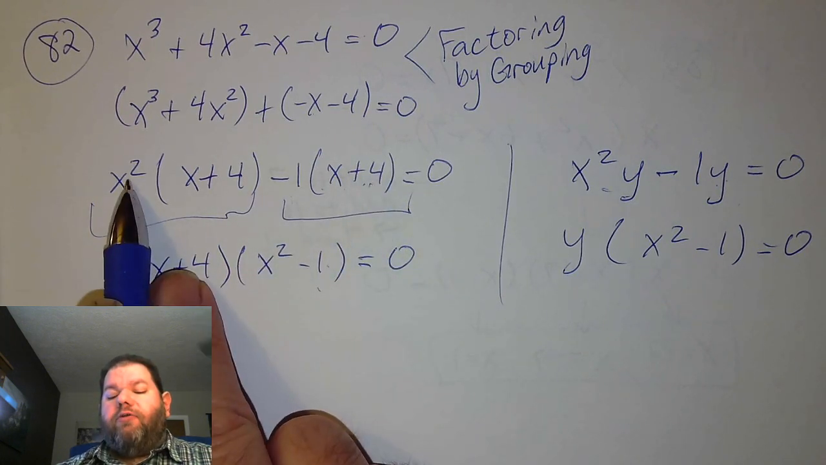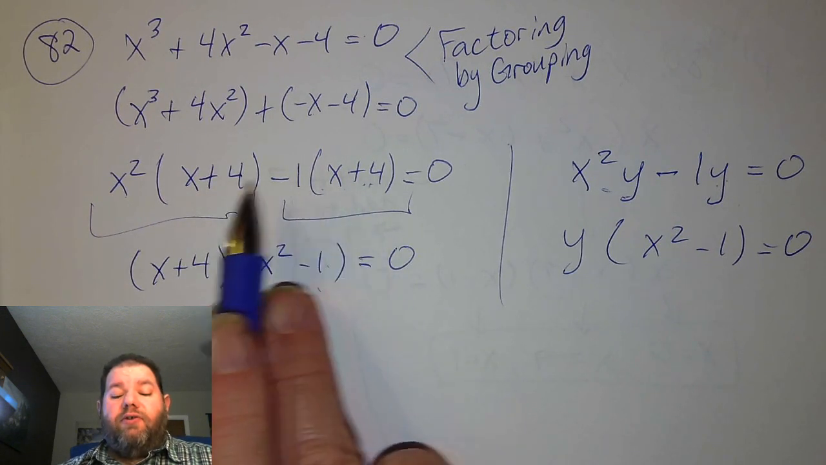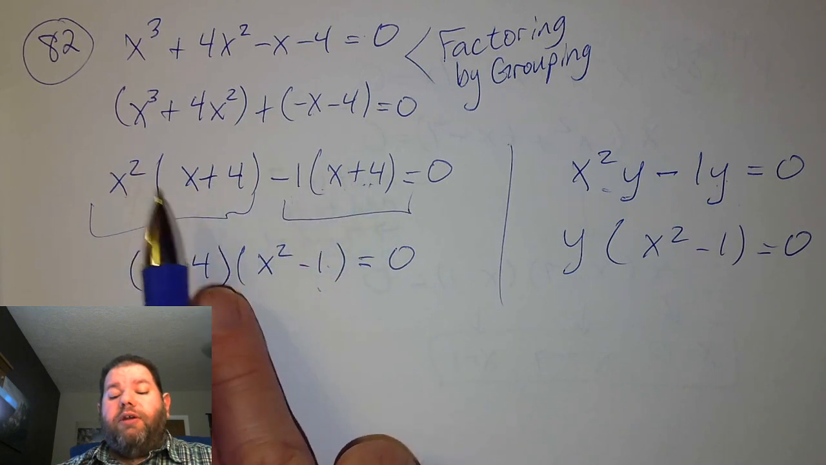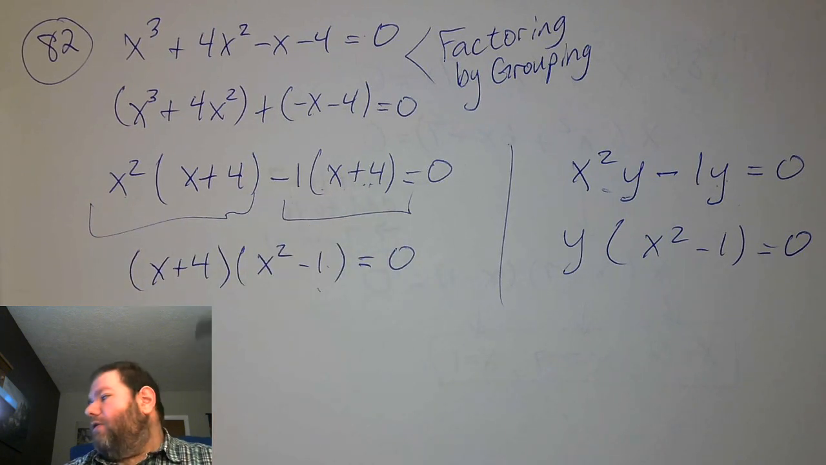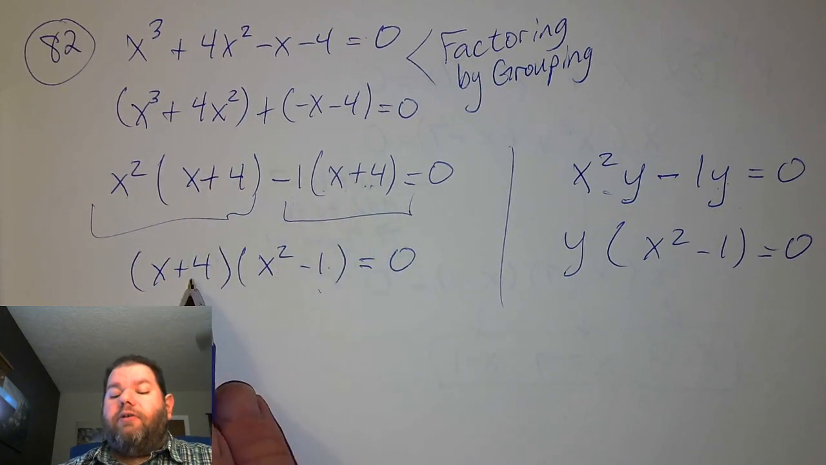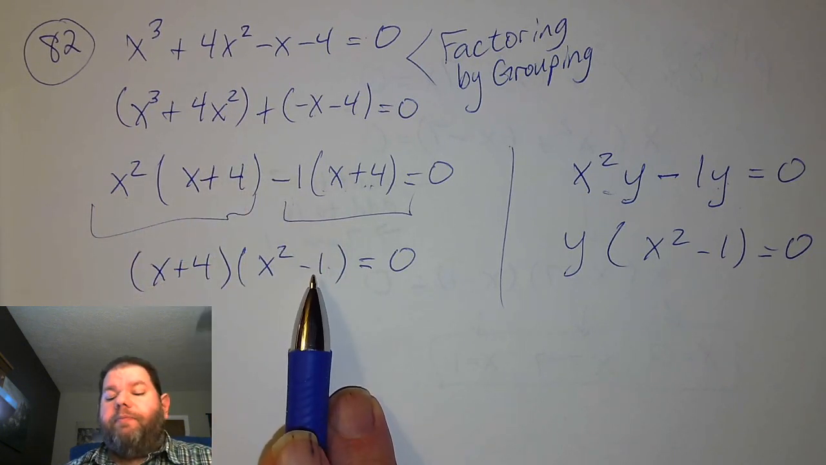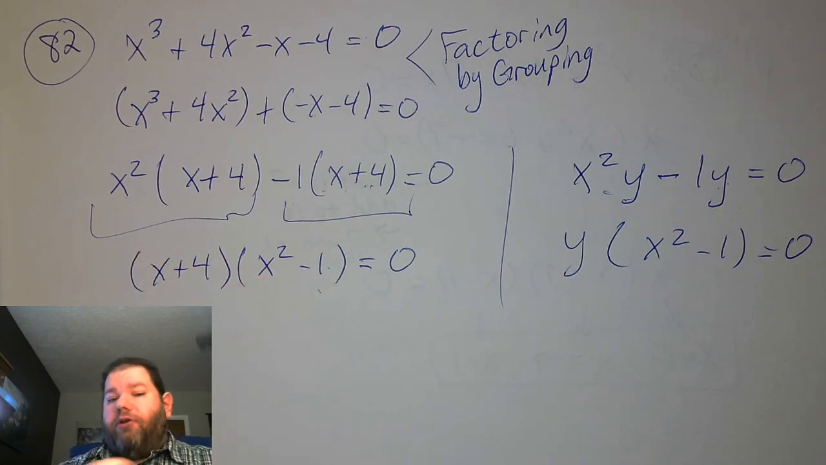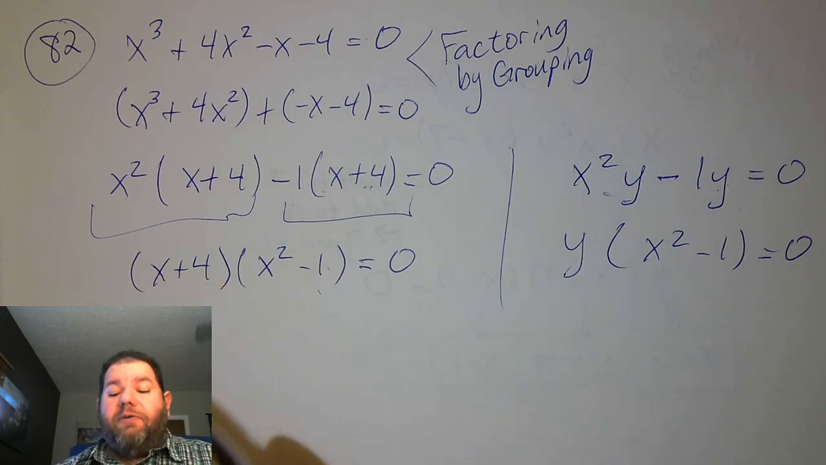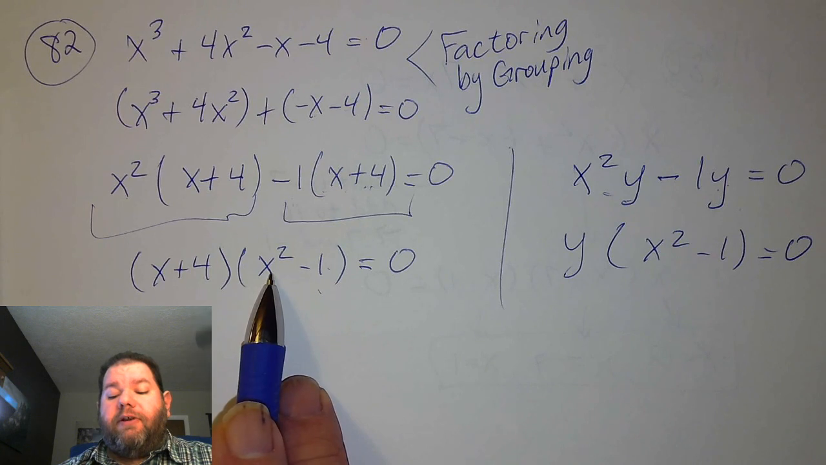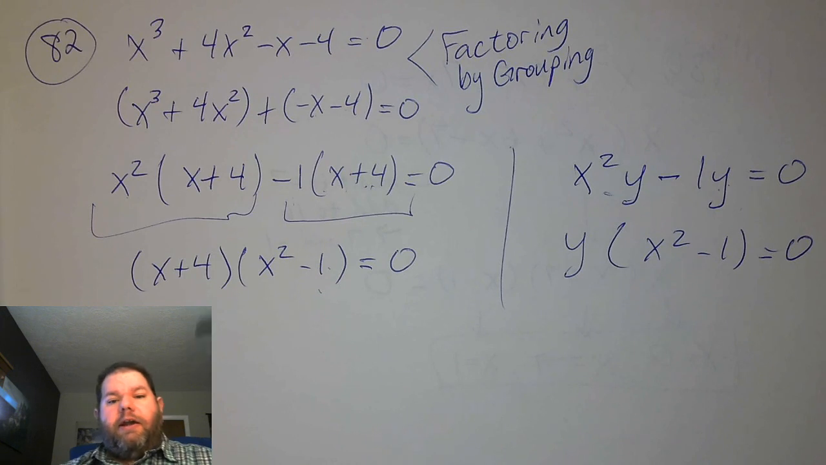Okay? We have x squared times a term minus 1 times a term, and because those are the same exact terms, we can factor a binomial out from each of these parts of this expression. So taking this x plus 4 out, we end up with x squared and then minus 1 left over. And if we want to reverse that process, we can take x plus 4 times x squared and x plus 4 times negative 1 and go back and get that same expression.